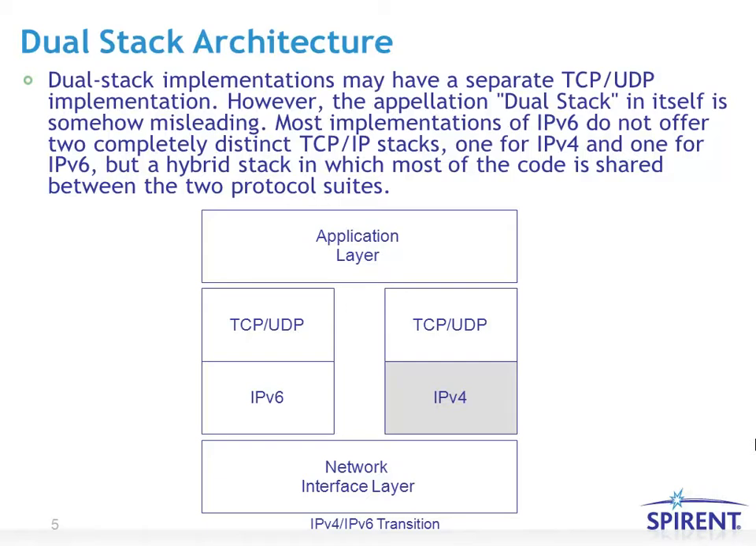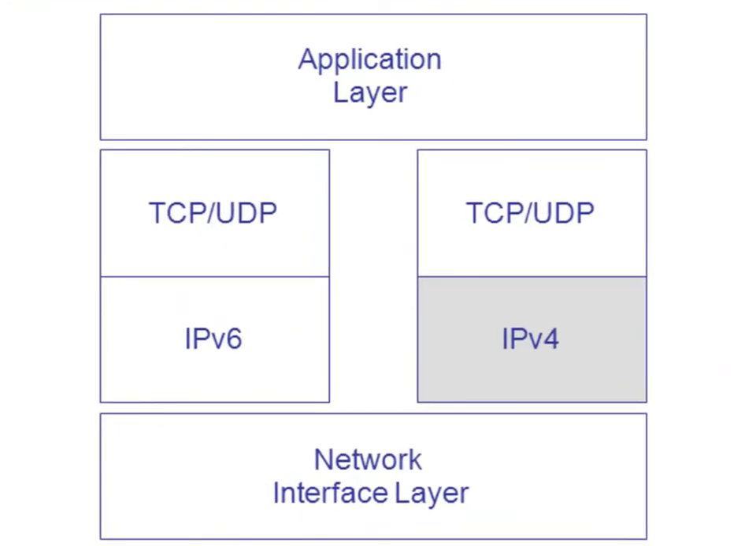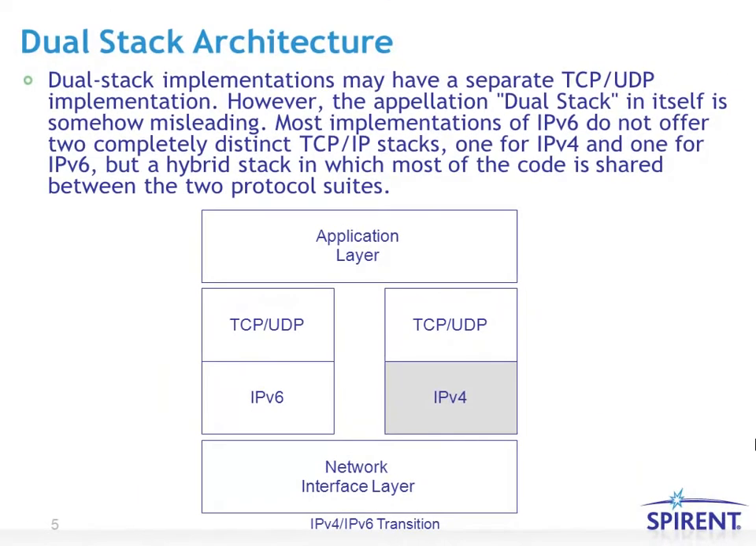The idea of the dual stack architecture is to have a separate TCP and UDP and therefore IPv4 and IPv6 implementation. However, it is a little misleading because most implementations do not actually offer two completely distinct TCP/IP stacks, one for IPv4 and a separate one for IPv6, but rather they have some form of a hybrid stack in which most of the code is shared between the two protocol suites.